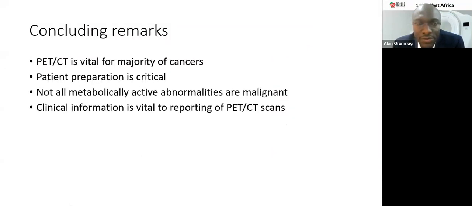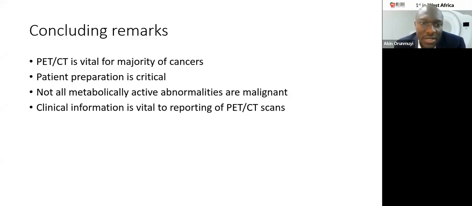So we've come to the end of the presentation. PET is vital for the majority of cancers, not all cancers, but the majority of them. How we prepare for the scan is very important. Preparing the patient, and preparing the physician by sending adequate results, is very important. And we should also bear in mind that it's not a panacea for all cancers.